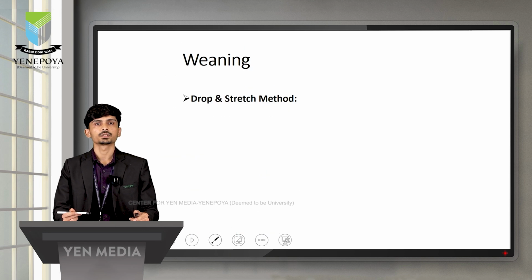So, weaning. After starting a patient on APRV, you have learned how to set the values, how to titrate them, and how to troubleshoot. Now let us learn how to remove a patient from this mode of ventilation, or how to wean a patient from this mode of ventilation. The most common well-known method is the drop and stretch method. Mainly you are going to change two parameters. One parameter you are going to drop, or decrease, and the other parameter you are going to stretch, or increase. What are those parameters? Let us learn.